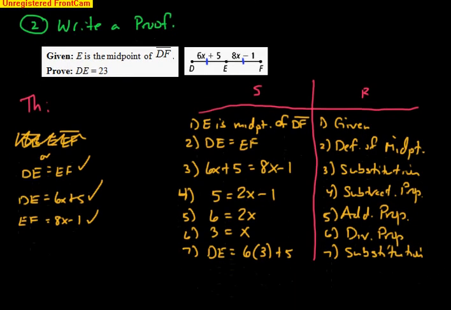I'm going to scroll down, scroll up a little bit. So then lastly, just simplify. That's 18 plus 3, that's 23. And that's exactly what I want to show, that DE is 23. And it's not prove, it's what we did. We simplified. So simplify. There we go. And that's this. This is a segment proof involving a midpoint, but it's more algebraic than anything else.